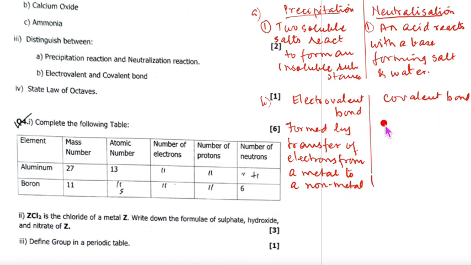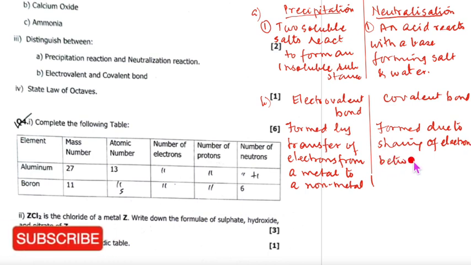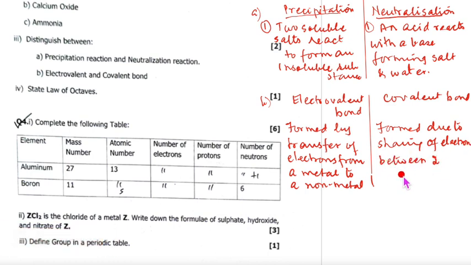And a covalent bond is formed due to sharing of electrons between 2 non-metals. Okay, now state the law of octaves. You can do this on your own. This is a straightforward question. Now let us look at the next question. This is question number 4.